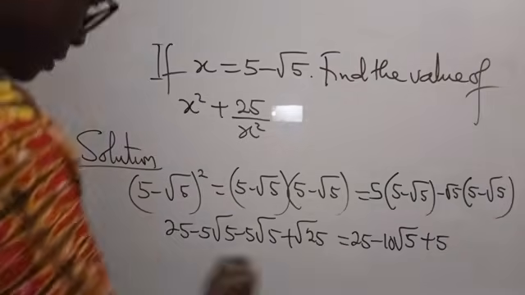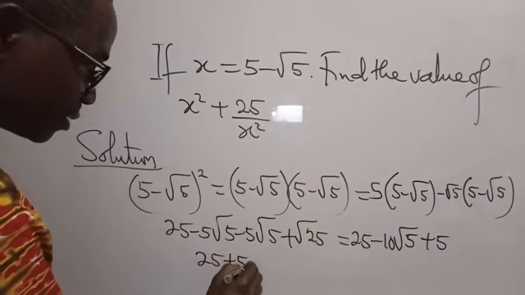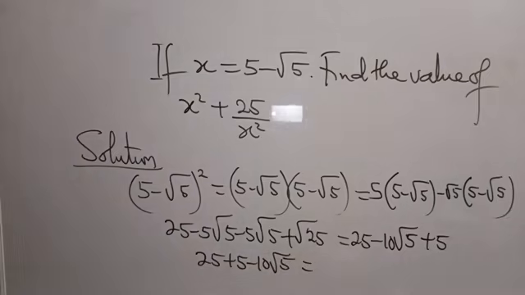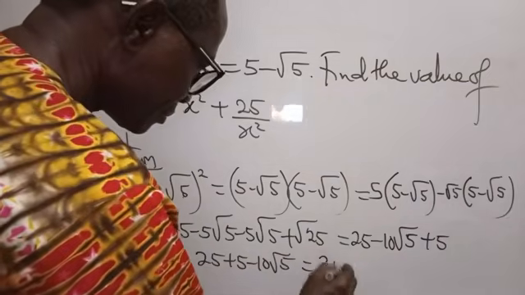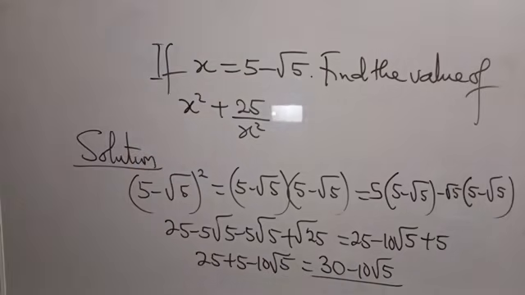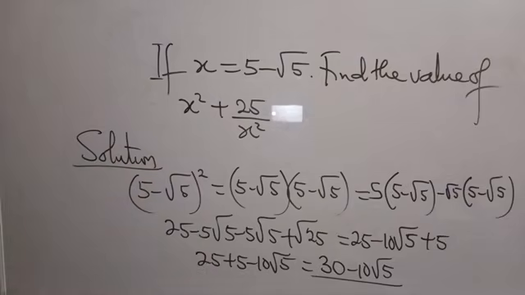So by the time you collect like terms, you have 25 plus 5 minus 10 root 5. And what is 25 plus 5? That's 30 minus 10 root 5. So we have gotten the value of x squared. Now the next thing is just to find the inverse. Let's continue.